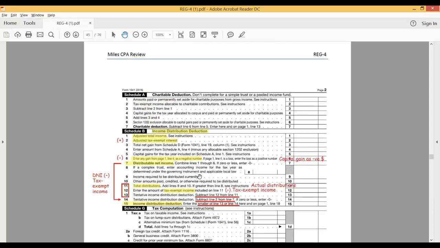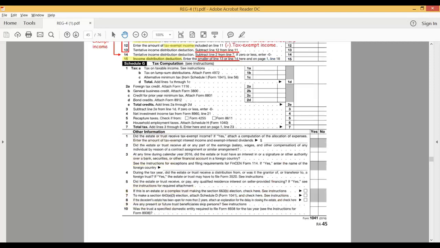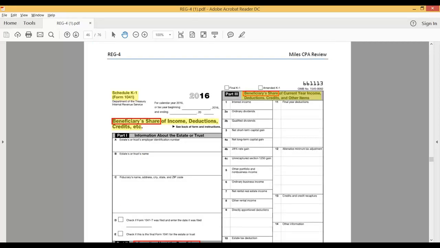The calculation of IDD is computed on the second page, where we start at adjusted total income, which is basically total income less deductions. To that, you add your tax-exempt interest. You subtract any capital gains because they are not available for distribution, and then you arrive at your DNI. Now, again, you take DNI less tax-exempt income, or your actual distributions less tax-exempt income. You take the smaller of these two, and that becomes your IDD, which goes on the first page of form 1041. If you're making any distributions to the beneficiary, those distributions will be reflected via the Schedule K1.